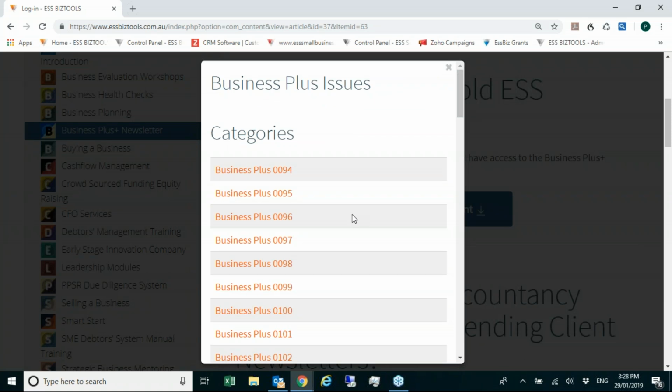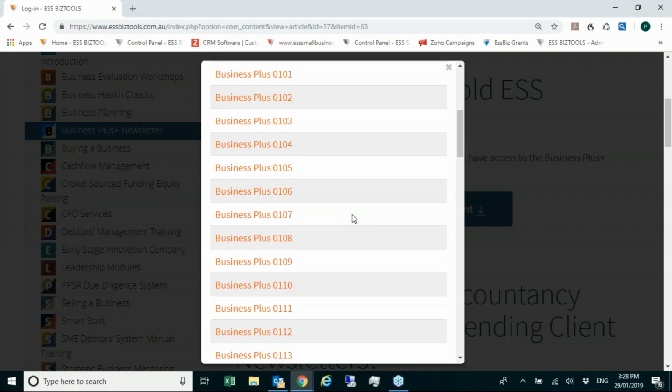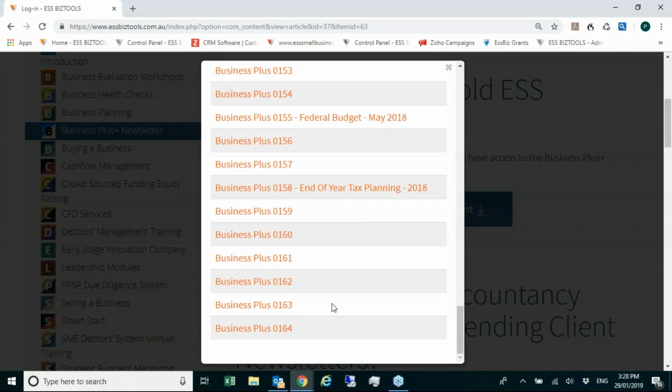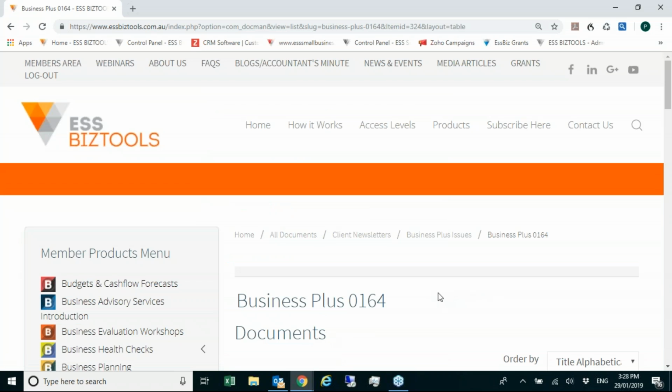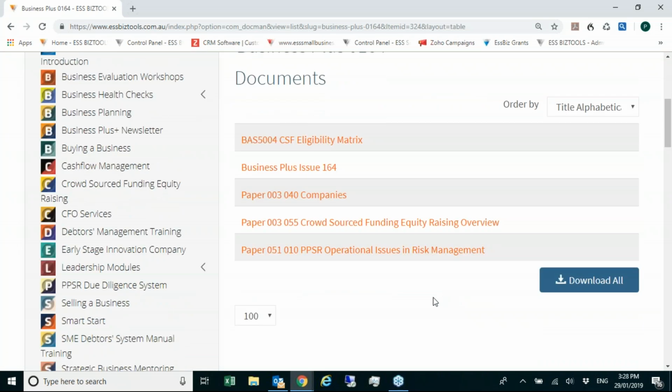There's a fair bit of work for accountants who are proactive in government grants, and I'll show you the grants in a moment. I've gone on to Business Plus. This is the newsletter we produce. I'll go down the bottom. You can access all these past editions if you wish. Some people contact us, and we can let you know when various articles were published, because obviously we keep a register.